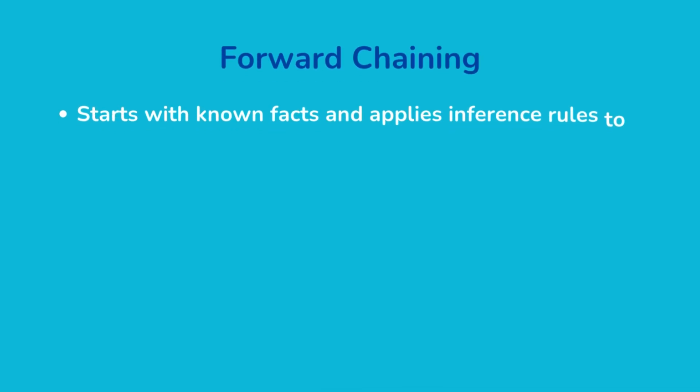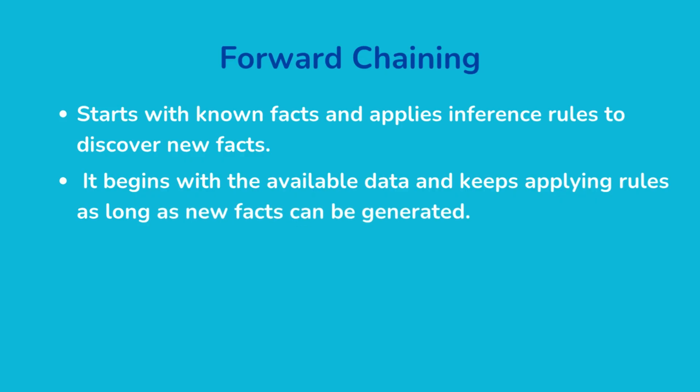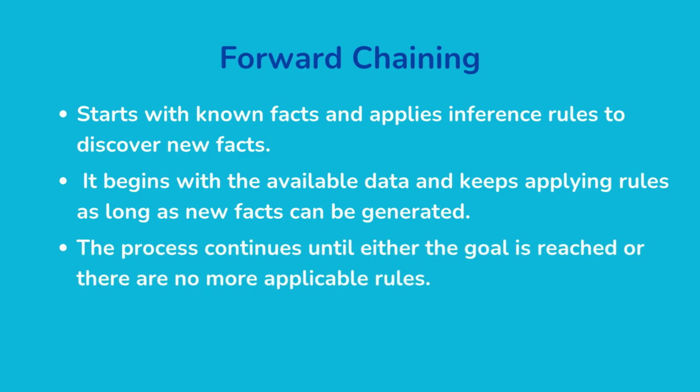Forward chaining is a reasoning method that starts with known facts and applies inference rules to discover new facts. It is called data-driven because it begins with the available data and keeps applying rules as long as new facts can be generated. The process continues until either the goal is reached or there are no more applicable rules. This method is especially useful in expert systems and rule-based engines, where the system needs to draw conclusions from a large base of known facts.